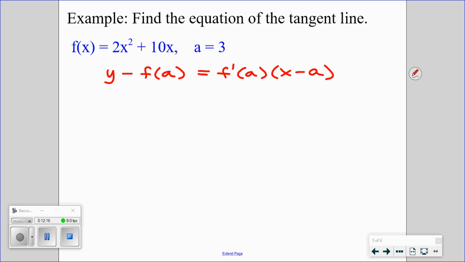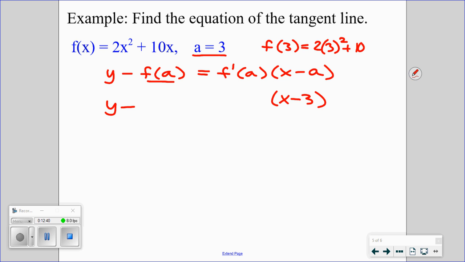Okay, so you guys, first of all, we already know a equals 3. So we already know this will become x minus 3, just replacing a with 3. Now, the easier thing to find is f of a. So that just means we're finding f of 3, which means we're just going to plug 3 in for x into our function. So that'll end up being 3 squared is 9, times 2 is 18, plus 30. That'll equal 48.